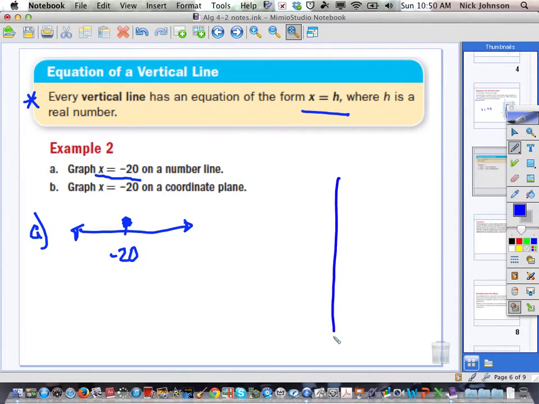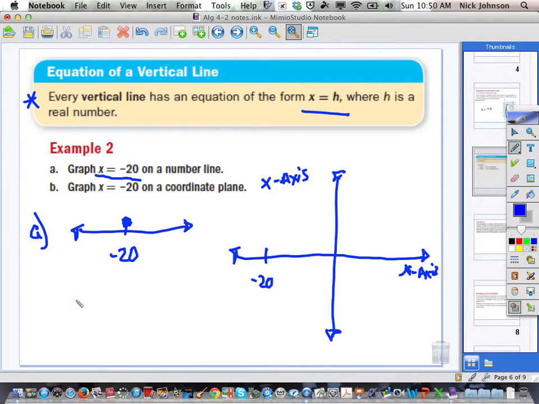On a coordinate plane, we know we're having a vertical line, so it has to go through the x-axis. This is my x-axis. Where's negative 20 on the x-axis? Well, if this is 0, negative 20 is right out here. So I need to have a vertical line that goes through negative 20.